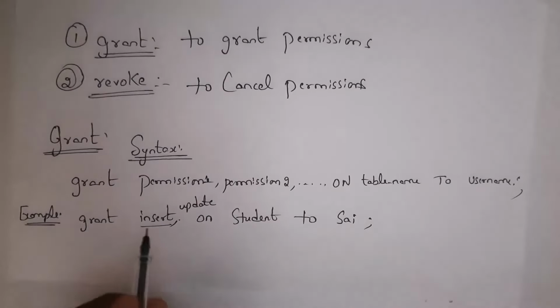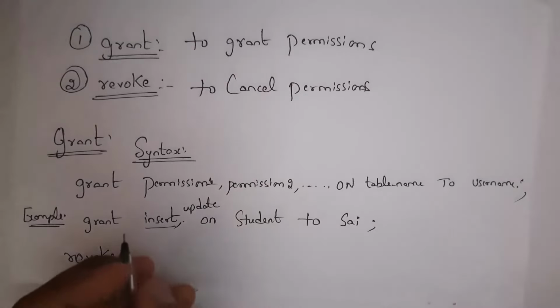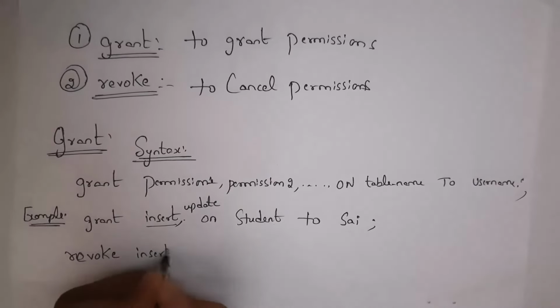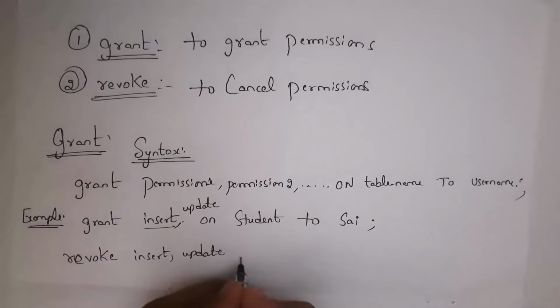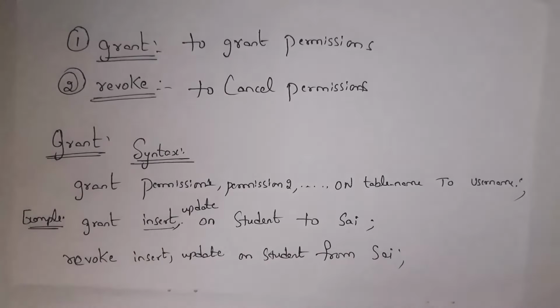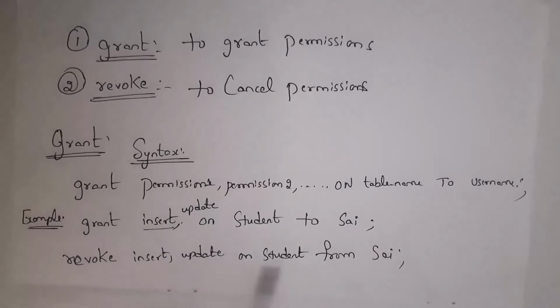I gave 2 permissions, they are insert and update. I gave the permissions. Now I want to remove these permissions. So in order to remove permissions, you need to use the revoke command. So write revoke. I want to remove insert and update permissions. So write insert comma update on student table from Sai. Whenever you write this code and click enter, permissions are removed from Sai. Now Sai cannot insert and update data on the student table. This is all about data control language.